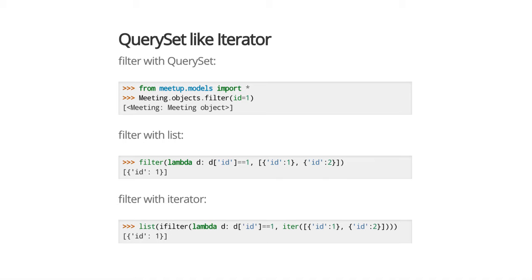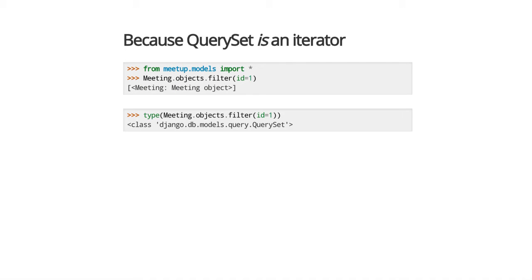So a query set is basically like an iterator. If you do filter, you get this object which looks like a list even though it isn't. You can use a good old-fashioned functional programming filter and give it a function. You can do a filter with an iterator, where the right-hand side is just the ID 2, 1, 2 thing. So these are basically like testing versions of model query sets. A query set is an iterator.